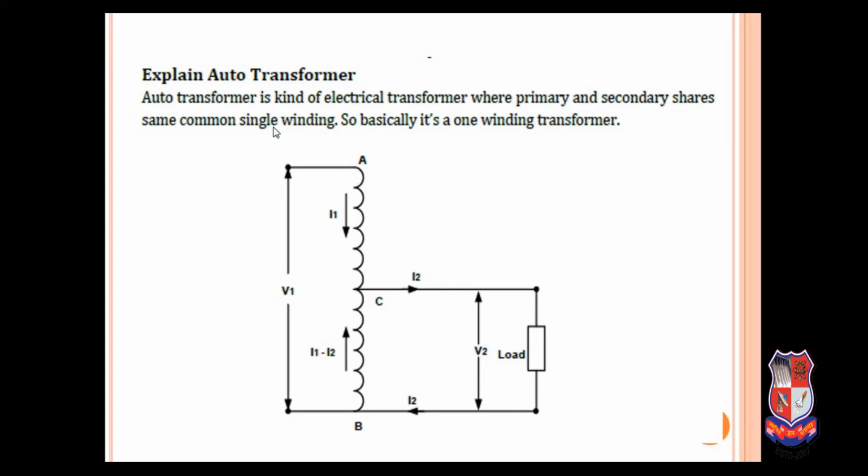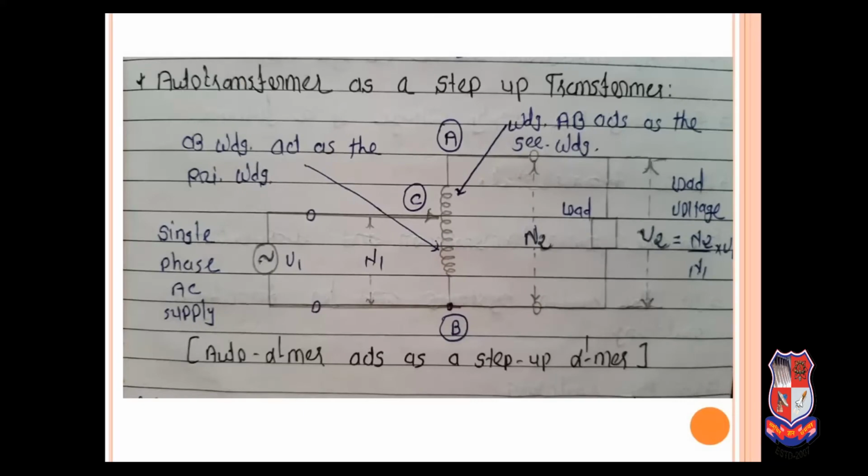Same way inside the auto transformer, we have only one winding, which works as a primary winding and secondary winding, and that is wound on the iron core. Auto transformer can work as a step down transformer and a step up transformer. Now we can go for the auto transformer working as a step up transformer. So having only one winding, it is defined by AB.